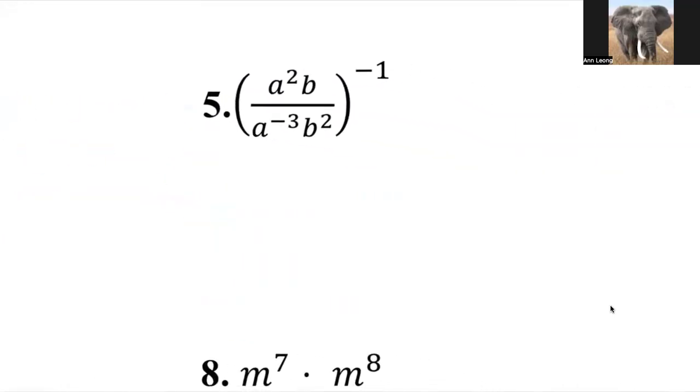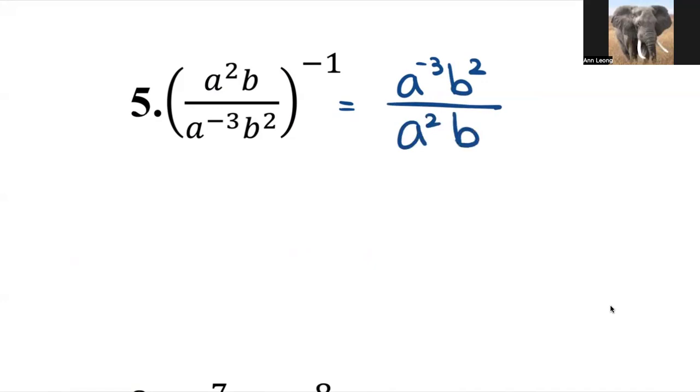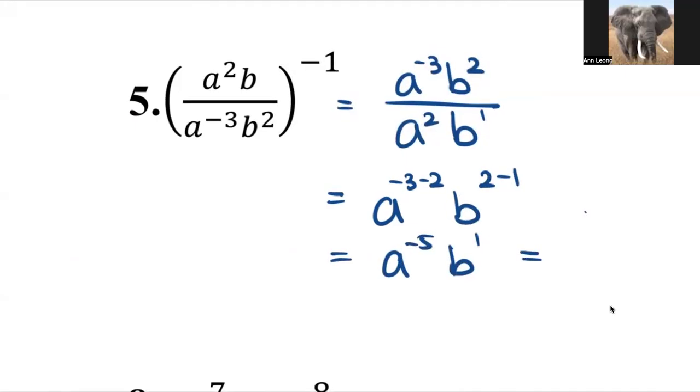Number 5, different ways you can do this. I would actually handle that -1 exponent first by flipping that entire fraction inside. So I don't need to worry about it. And then now I can do the same thing I did with number 4. So I got -3 minus 2 for my a, and then 2 minus 1 for my b, giving me a to the -5, b to the first. To make that positive, I'm going to make that b over a to the 5th. Final answer.